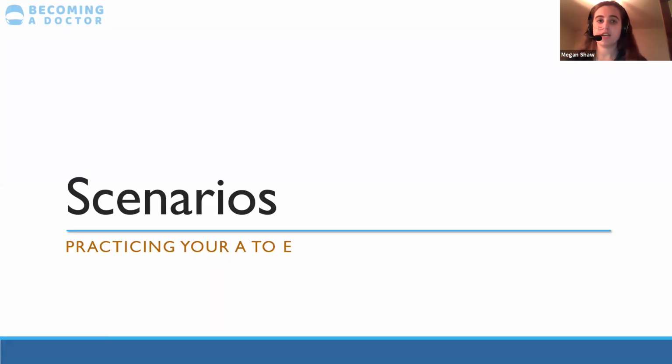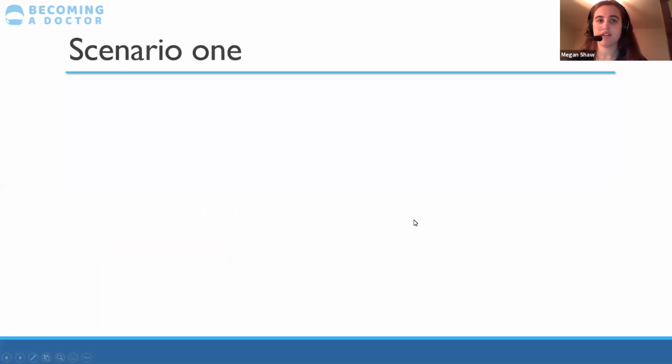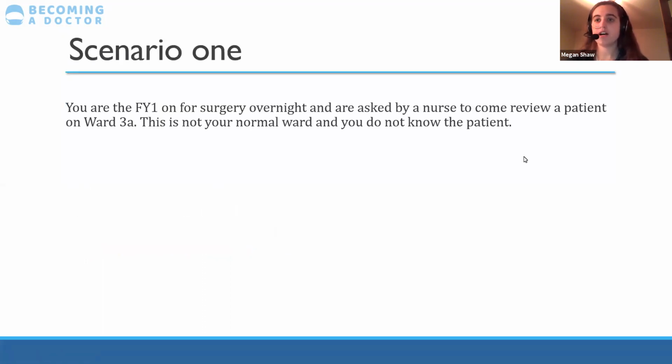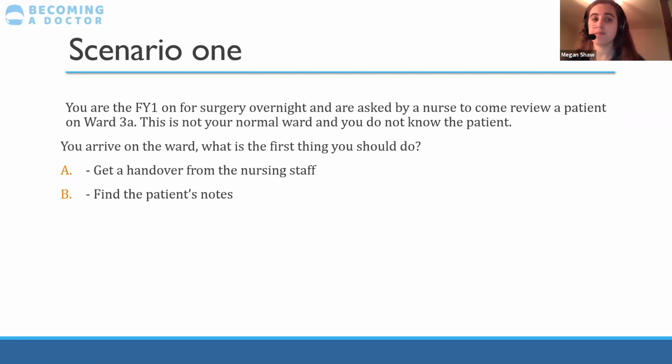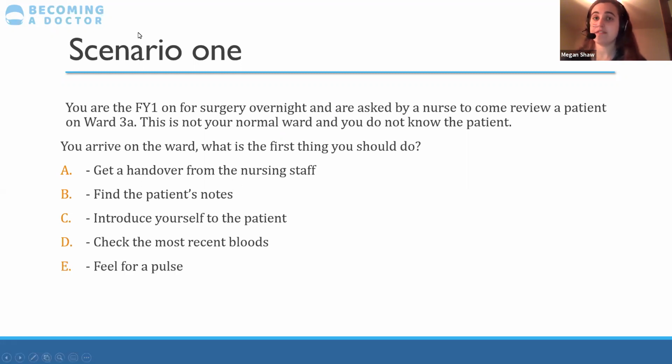So the first one is scenario 1. You are the FY1 on for surgery overnight, and you're asked by a nurse to come and review a patient on ward 3A. This is not your normal ward and you don't know the patient. That's quite usual if you're the FY1 on for nights. You might be on for several wards with patients you don't know. So you arrive on the ward. What's the first thing you should do? A, get a handover from the nursing staff. B, find the patient's notes. C, introduce yourself to the patient. D, check the most recent bloods. E, feel for a pulse.